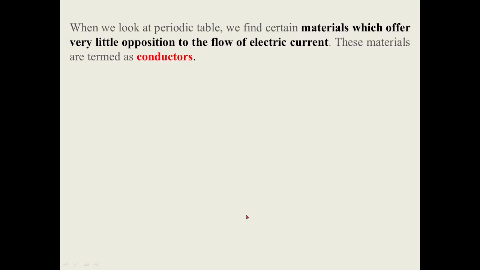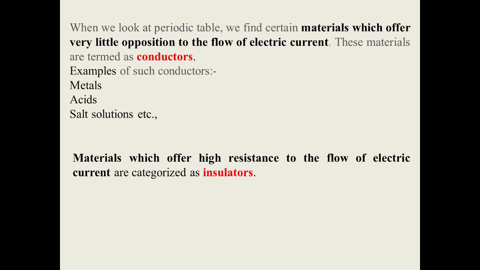When you look at the periodic table, we find certain materials which offer very little opposition to the flow of electric current. These materials are termed as conductors. Example of such conductors are metals, acids, salt solutions, etc. Materials which offer high resistance to the flow of electric current are categorized as insulators. When you look at the examples of insulators, mica, glass, rubber, they set as examples.